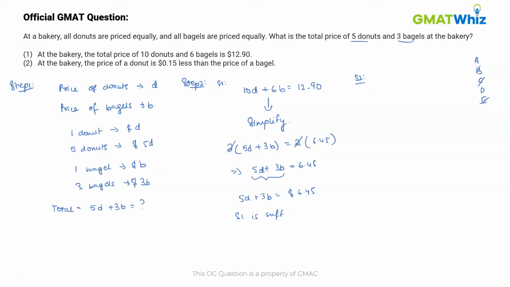So in statement 2, we are given that the price of the donut is 15 cents less than the price of the bagel. That means the price of donut is $0.15 less than the price of bagel. Now this gives us D minus B is equal to 0.15. Now to be able to solve this equation, we either need the value of D or B individually, or we need another equation with the variables B and D. Since we do not have any of them, we conclude that statement 2 is insufficient. Hence the correct answer is option A.